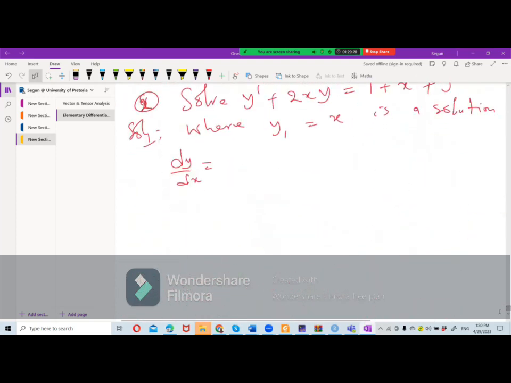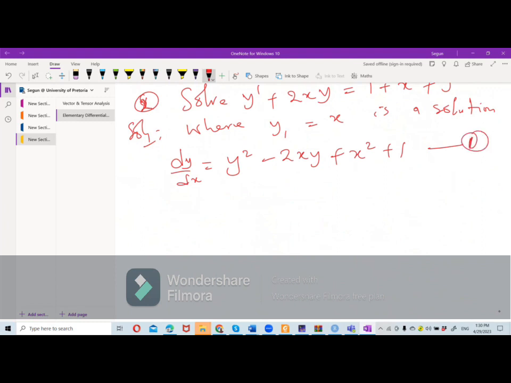Now, I can go ahead and solve this one by rearranging it: y squared minus 2xy, taking this one to the other side, plus x squared plus 1. I can call this one equation 1. Any question, please? No, sir. Now, what is a of x? What is b of x? What is c of x?